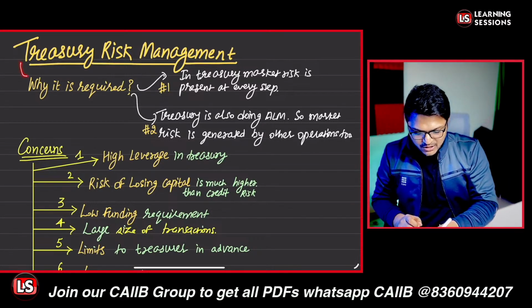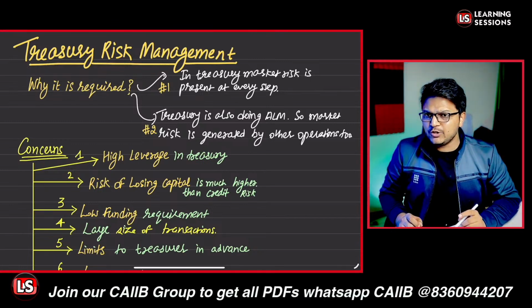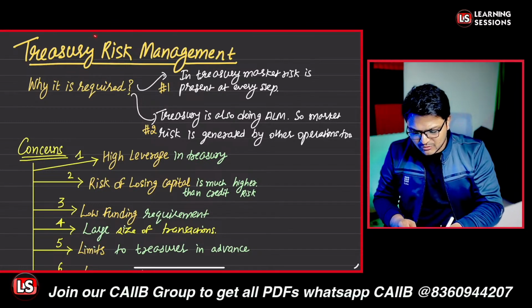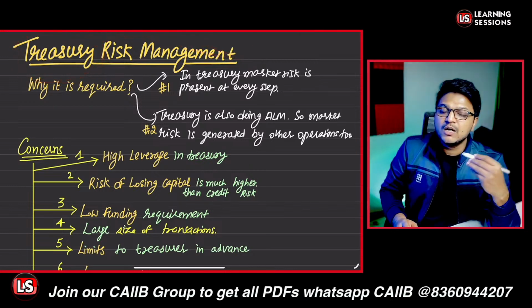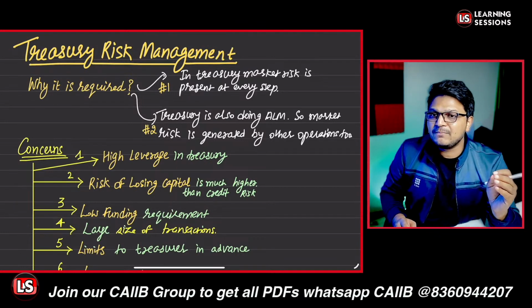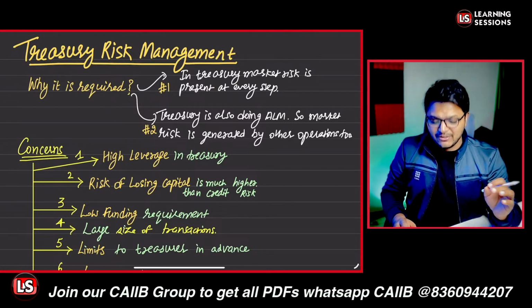So now without wasting any time, let's jump to the section and cover the chapter related to treasury risk management. I've already conveyed the idea to you that treasury maintains 3 types of positions. It maintains the banking book, the trading book, and the proprietary positions are also maintained by the treasury. Now, why is risk management in treasury required?